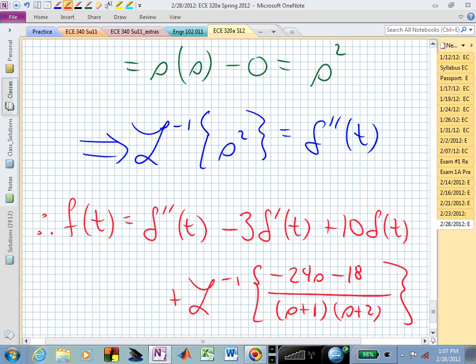Now that we know how to compute or deal with improper transforms, we can now concentrate on the proper part of that transform. And that's what's left to be inverse Laplace transformed. Questions on that?